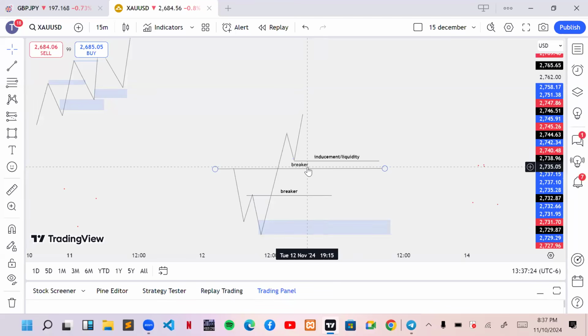If you pay attention, this breaker was not tapped. This breaker was not tapped. This other block was not tapped. So which one will we now use? Now the third rule says it needs to be the one closest to liquidity.